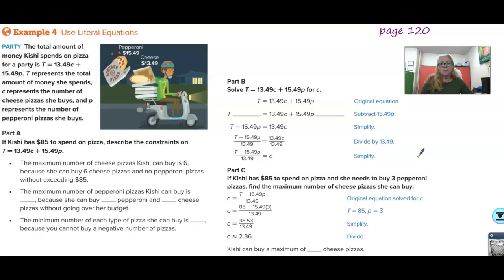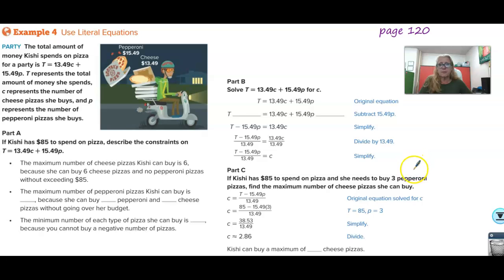Well, the maximum number of cheese pizzas she can buy is 6. Because if she buys 6 cheese pizzas, you go 6 times 13.49, and that would be less than $85. But if she buys 7, it would exceed $85. So she absolutely can't buy any more than 6 cheese pizzas.